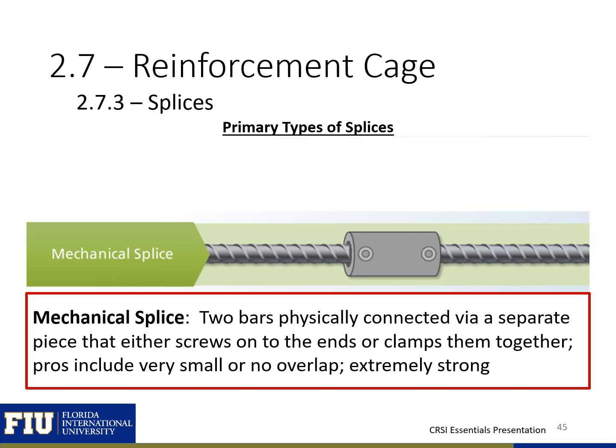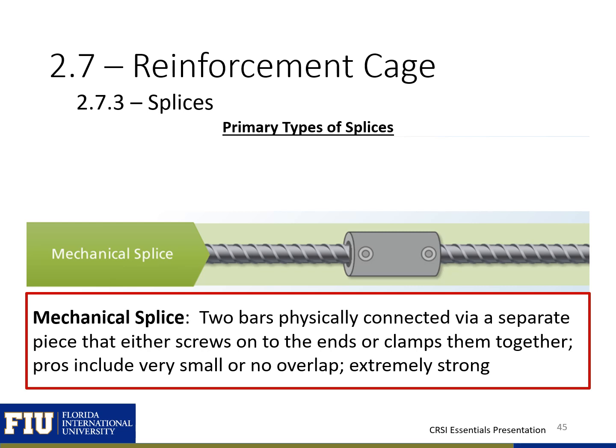Mechanical splices consist of 2 bars that are physically connected together using some kind of mechanical connector. These type of splices are manufactured with a strength equal to at least 125% of the yield strength of the reinforcing bars, so that yielding occurs away from the splice.